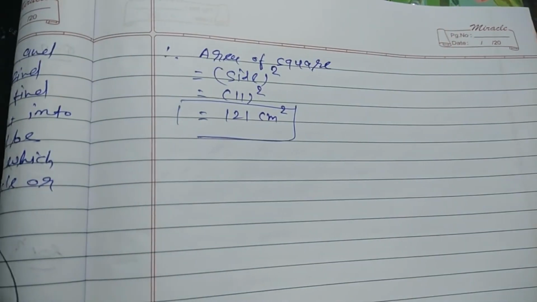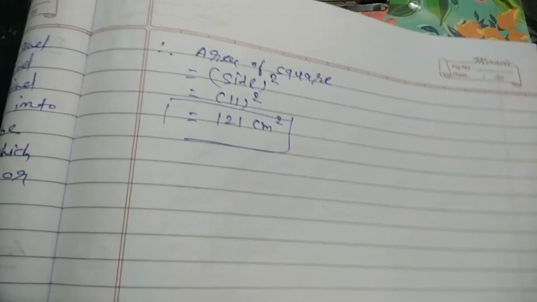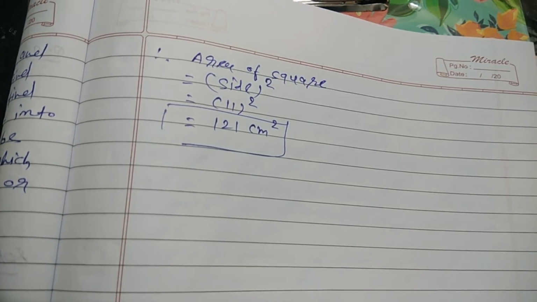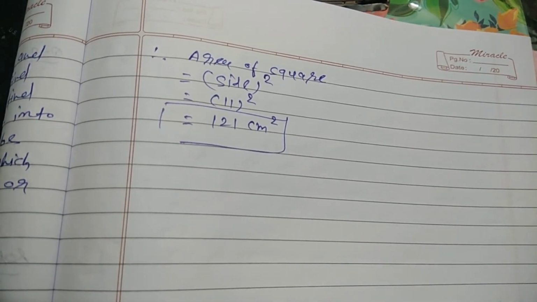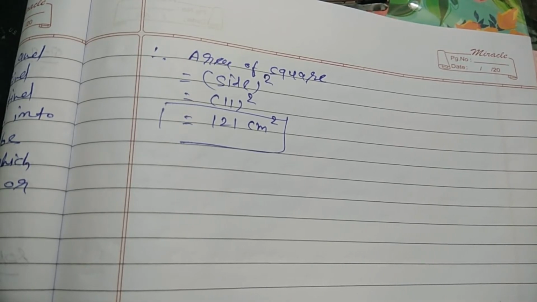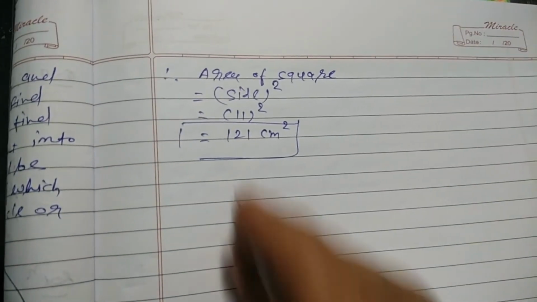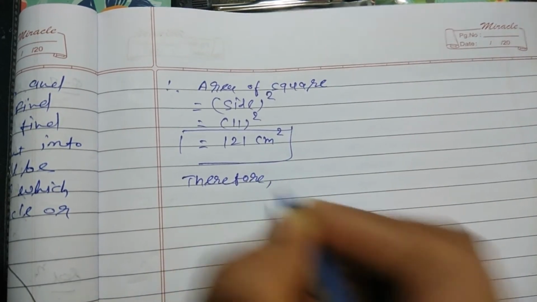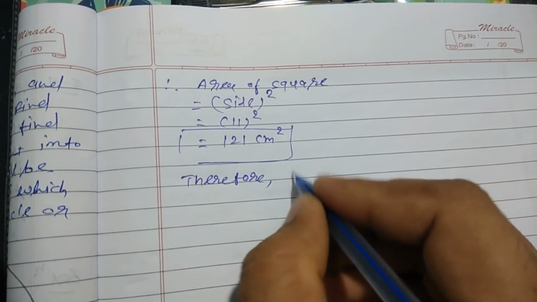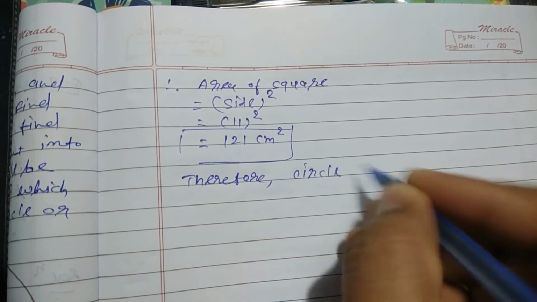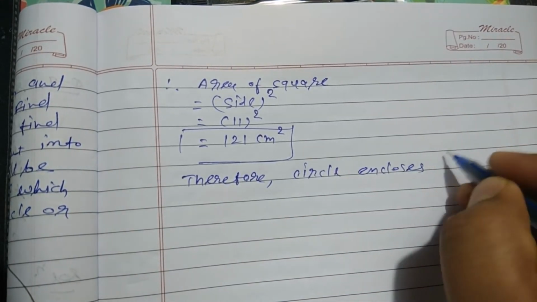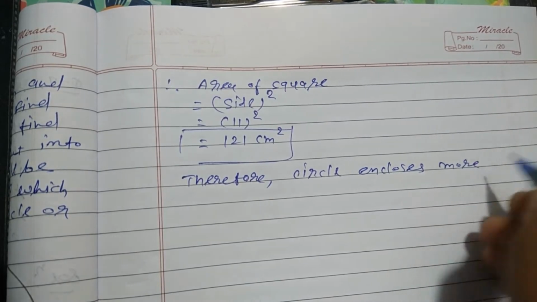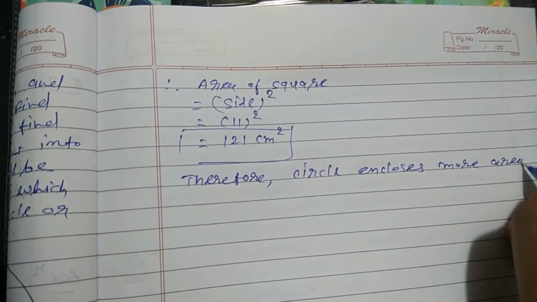So here we have found the area of circle and area of square. Area of circle is 154 centimeter square and area of square is 121 centimeter square. So which shape has more area? That is circle, and therefore we will write, therefore circle encloses more area.